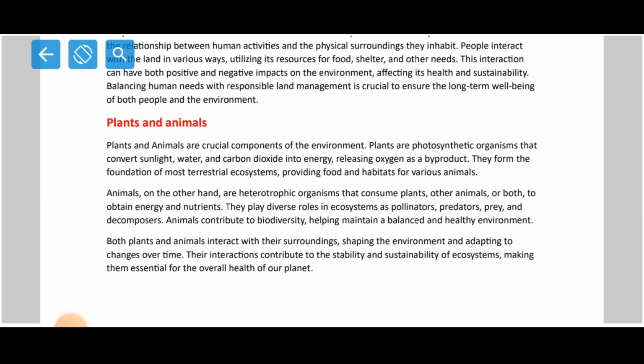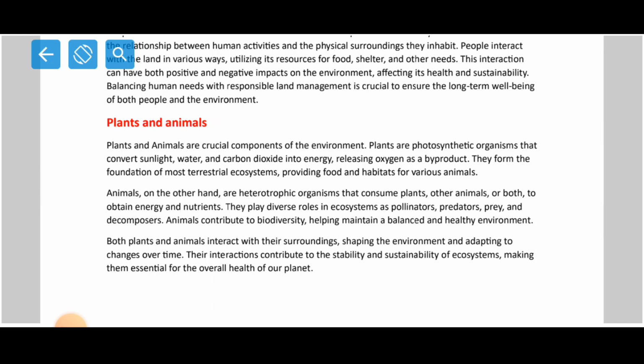So we consume the plants, we consume the animals, right? So we are of different types, like we are heterotrophs, we are carnivores, we are omnivores, right? So different modes of food we practice. They play a vital role as pollinators, predators, prey, and decomposers. All right, so these modes of nutrition play different roles. As I have already explained about predators and pollinations, and decomposers.